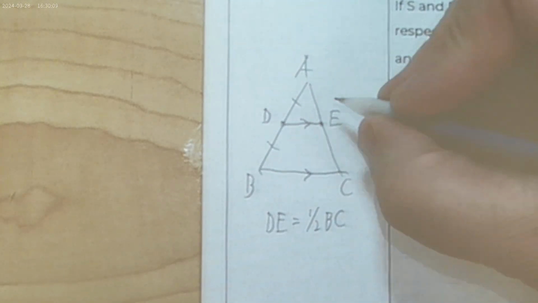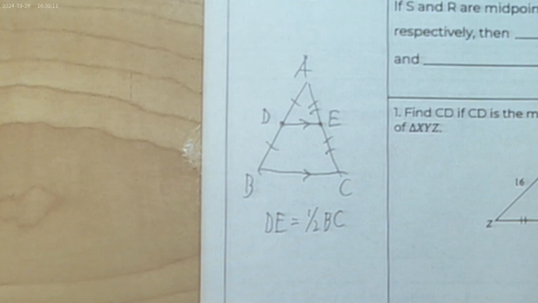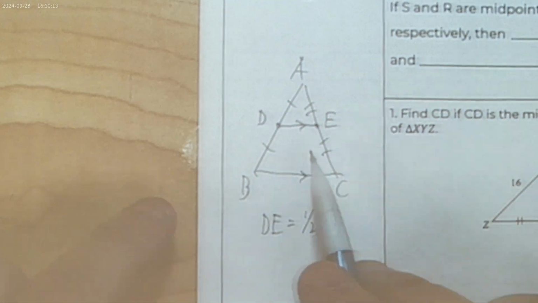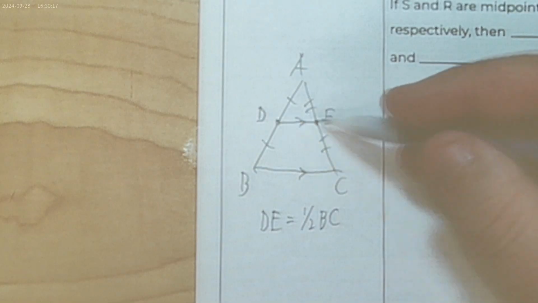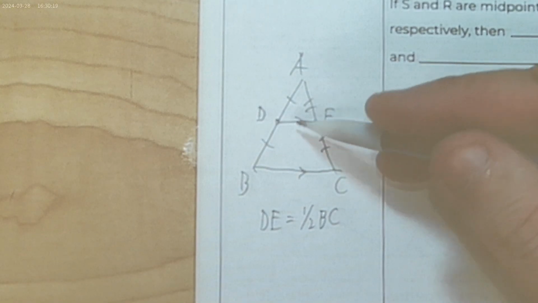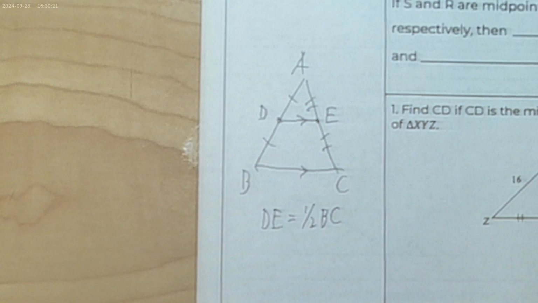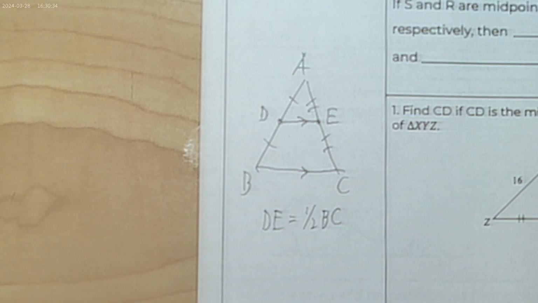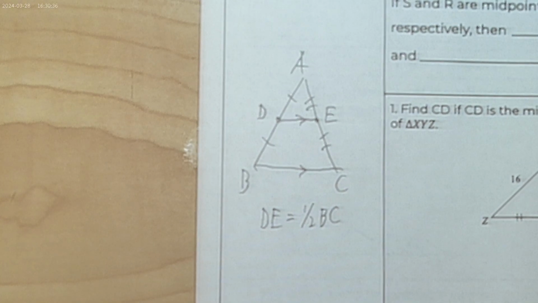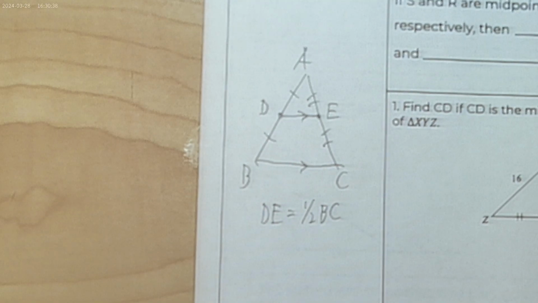It works with every single triangle. So these two sides are equal, and these two sides are equal. AD may not be equal to AE, it doesn't matter. The important thing is that these are midpoints. Not only will DE and BC as lines be parallel to one another, but DE will also be half the length of BC. And that's the triangle midsegment theorem.